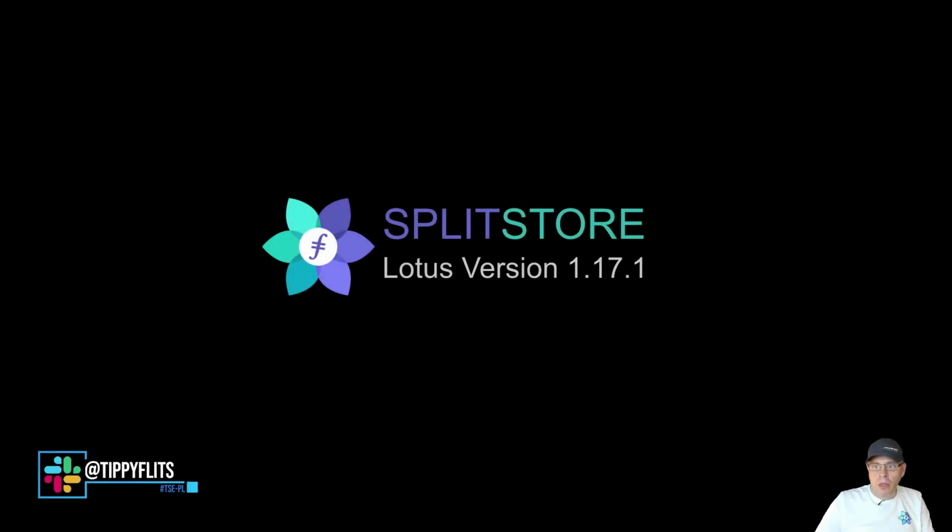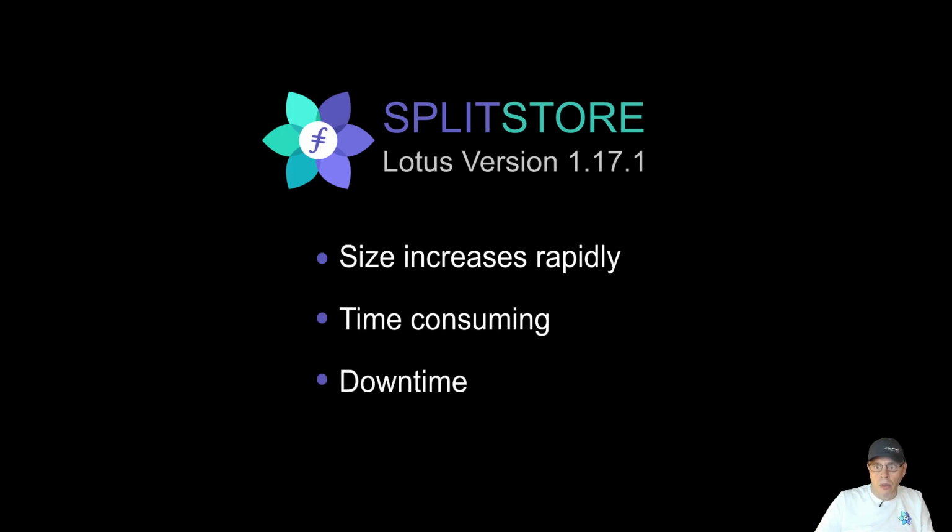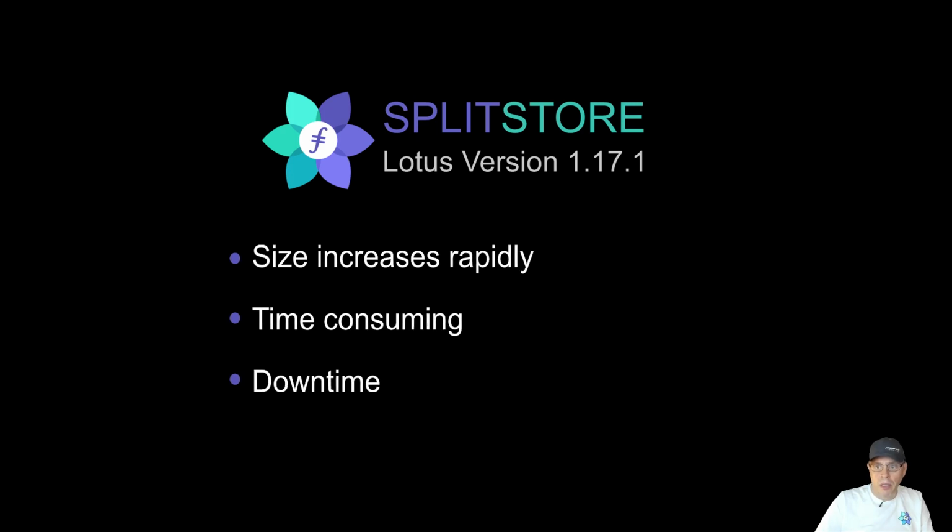This time around we're talking about the new beta SplitStore feature that landed in Lotus version 1.17.1. Anyone running a Lotus daemon node will know that the chain store can get pretty large surprisingly quickly. By default, Lotus runs a monolithic data store, and this works great, but managing this data store and keeping it optimized can be time consuming and likely cause system downtime, and nobody likes downtime.